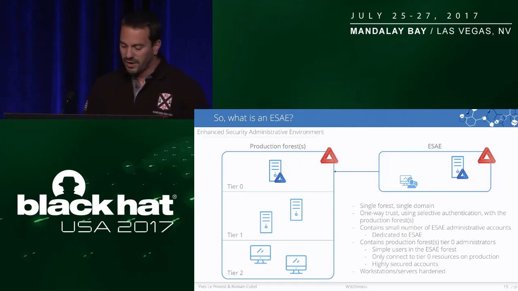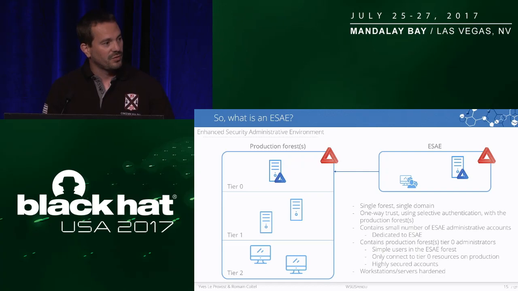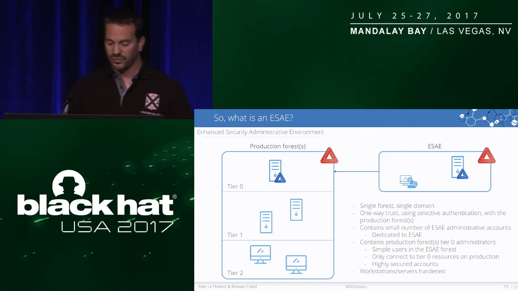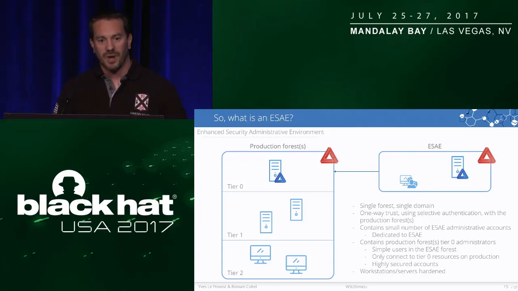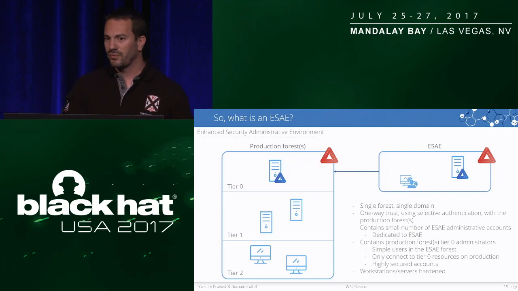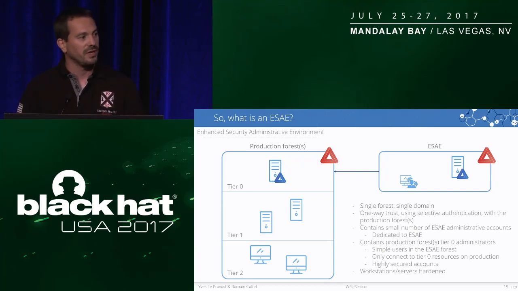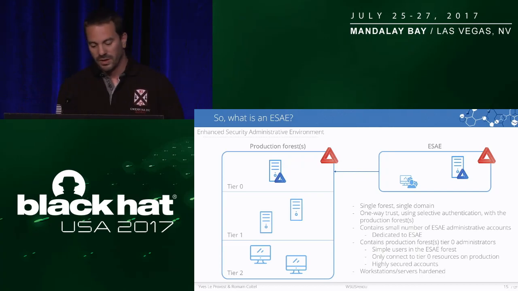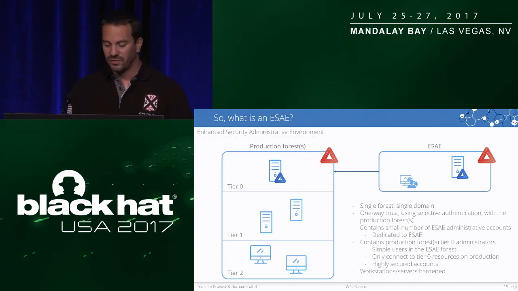These regular users are intended to administrate the other forest, but have no right in the administrative forest. They only have connection right on tier 0, resources, and production forest. Workstations used by these users need to be particularly hardened. To join production forests, a one-way trust relationship using selective authentication needs to be configured. The production forest needs to trust the ESA forests and not the other way around.